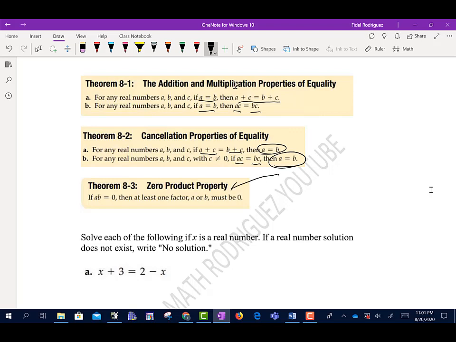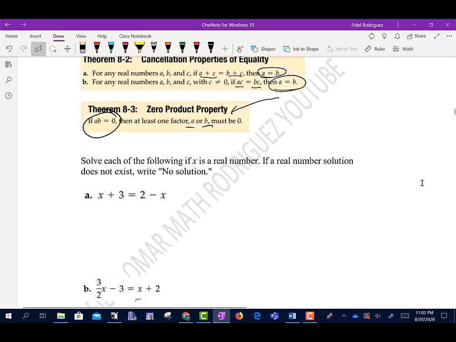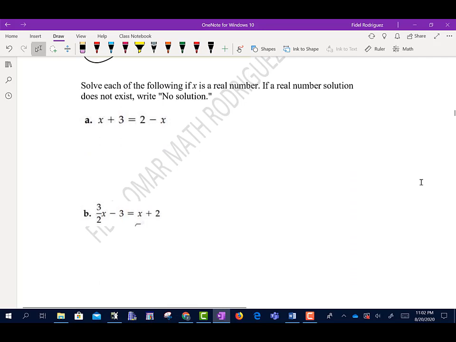And then there's something called the zero product property. It just says if A times B is equal to 0, let me get my pen to work again. Sometimes it does. There we go. If A times B is equal to 0, then at least one of them, A or B, must be equal to 0. So what we're going to do here, we're just going to solve a few equations. These are problems that are similar to what you're going to see in your homework.